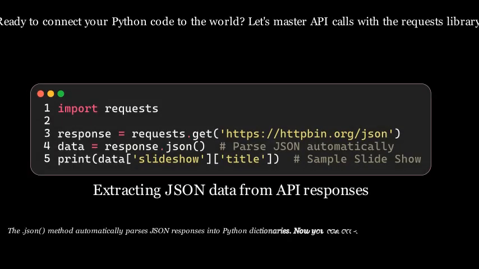The .json method automatically parses JSON responses into Python dictionaries. Now you can access data like any Python dict.